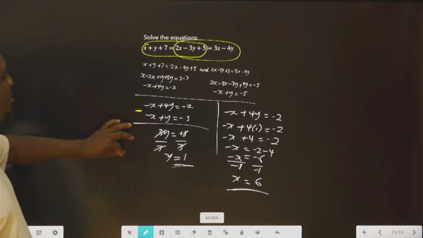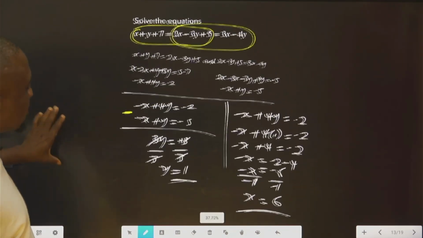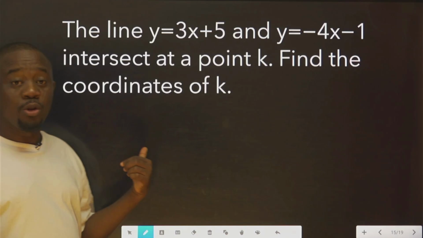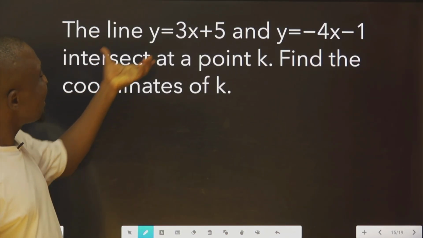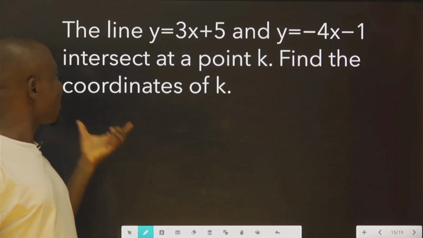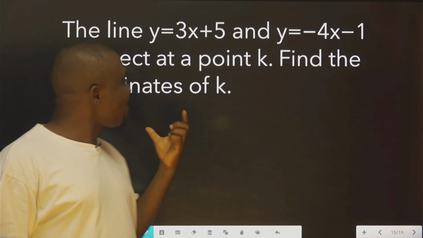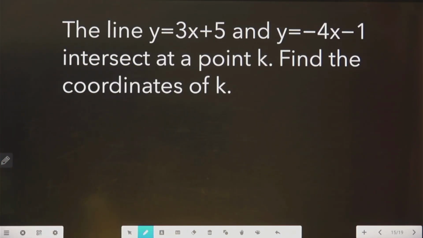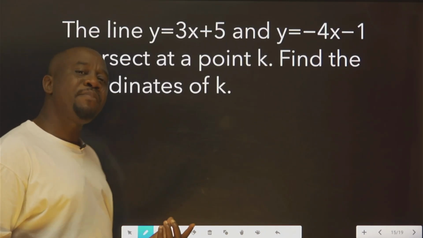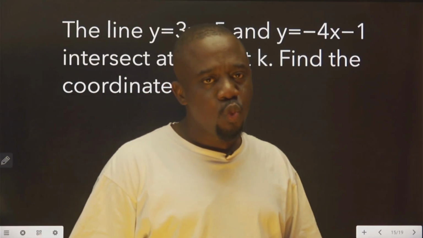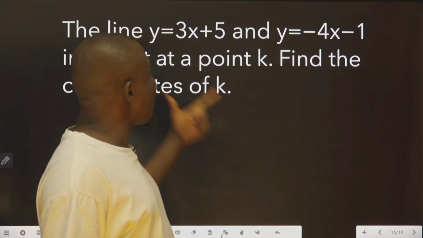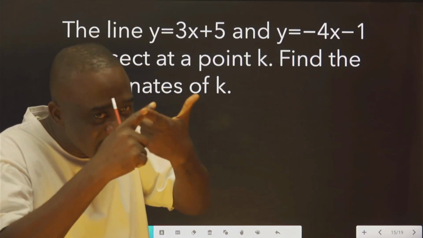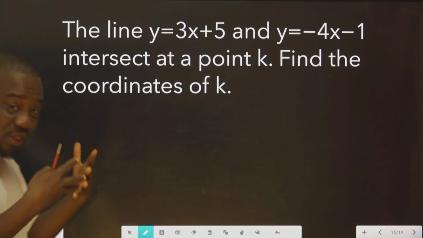Hope you understand this for these special cases. Look at this special case. The line this and this intersect at the point K. Find the coordinate of K. The coordinate of K. This one is simply simultaneous equation. Once you get the value of x and y, that is the point at which they intersect. Because we are solving them together.